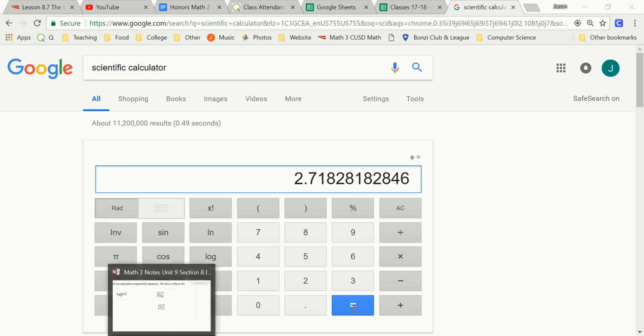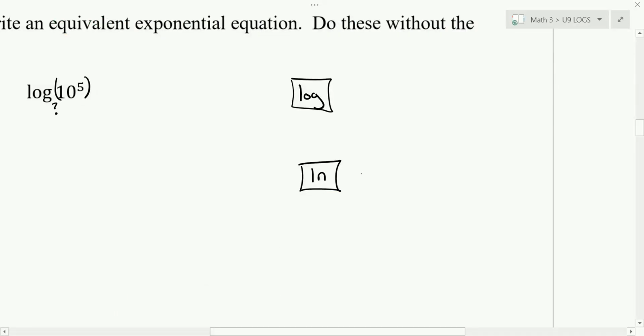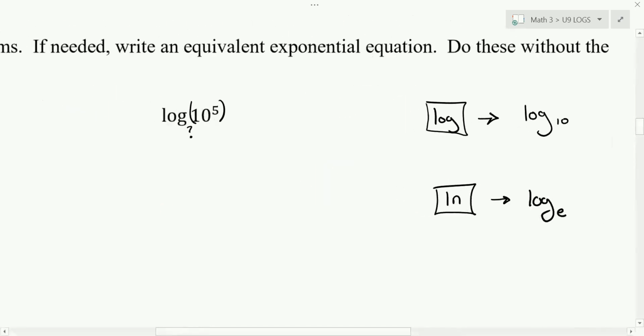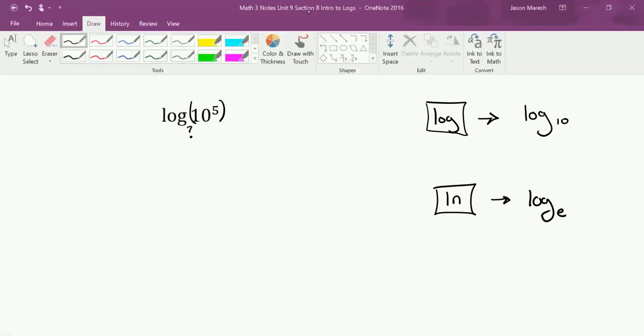So let's jot that down in our notes here. ln means log base e, the natural log, and if it just has log without a base, that would by default mean log base 10. And those are the only two you have to memorize. Okay. So back to this problem here. We don't have a base, so we're going to use base 10.